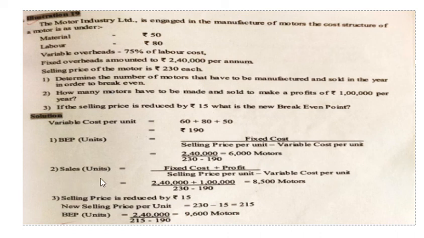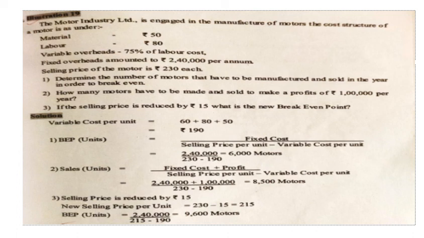The sales formula can be used, where sales is equal to fixed cost plus profit divided by selling price per unit minus variable cost. Here they have asked us how many motors. They have not asked the selling price or the sales value. They have asked units, so the formula for sales units will be taken. The formula for sales units is fixed cost plus profit divided by selling price per unit minus variable cost.